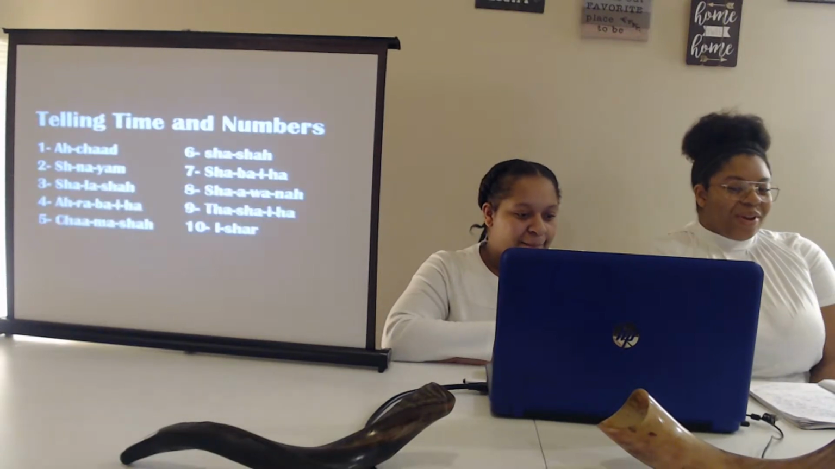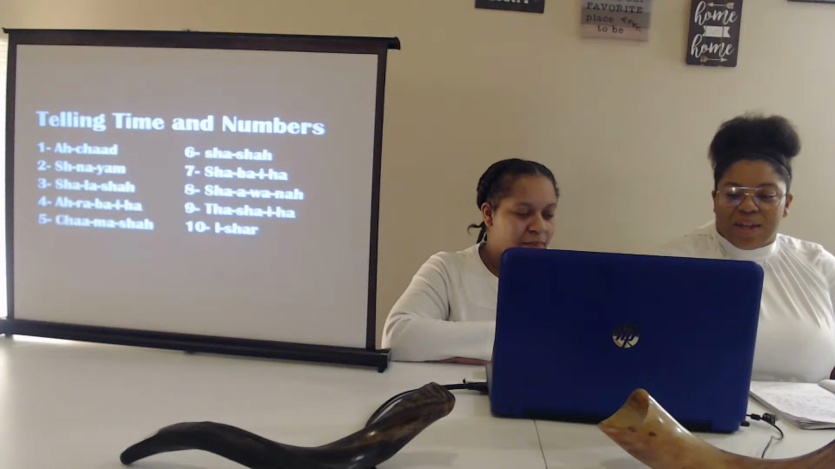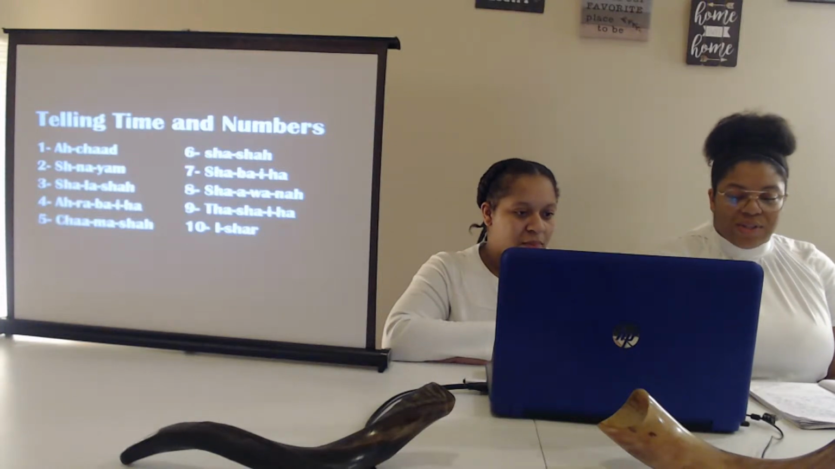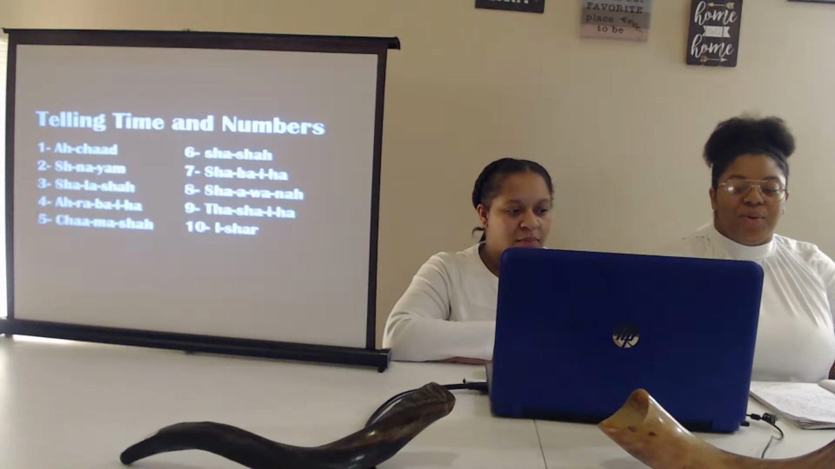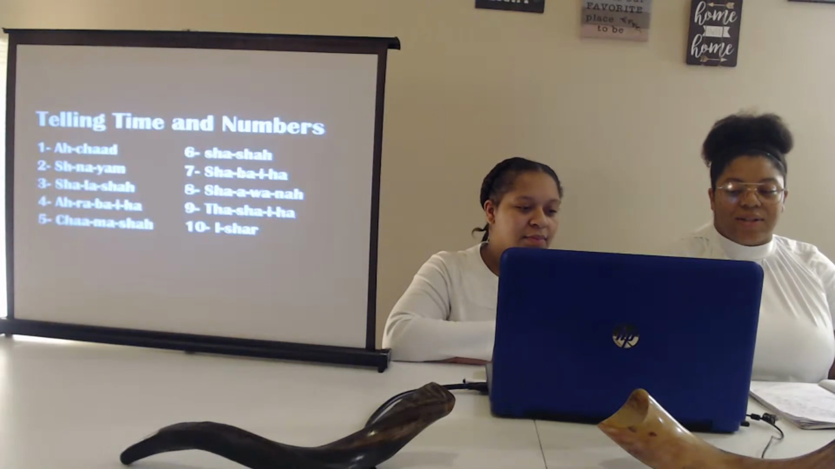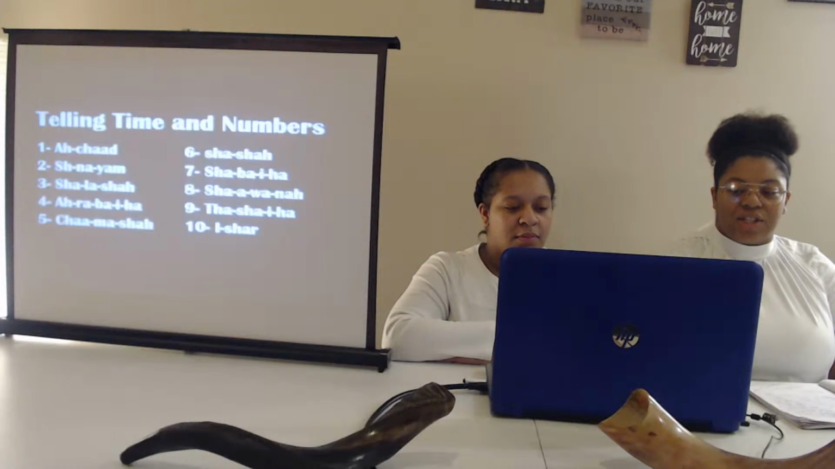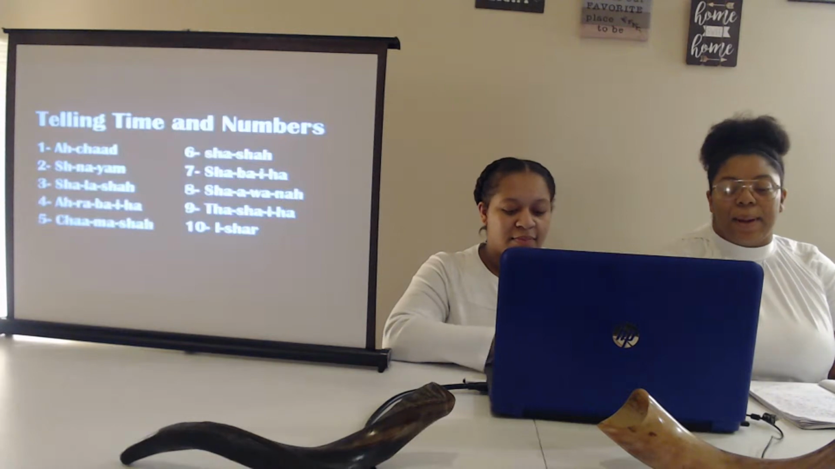All praises. So we also covered the numbers and time, which goes together. We learned that 1 is Akkad, 2 is Shanayim, 3 is Shalasha, 4 is Arad Ba'aiha, 5 is Kamasha, 6 is Shasha, 7 is Shaba'aiha, 8 is Sha'awana, 9 is Thasha'aiha, and 10 is Ashar.